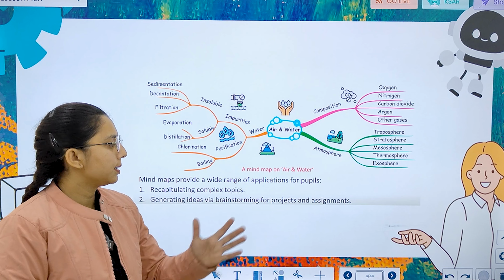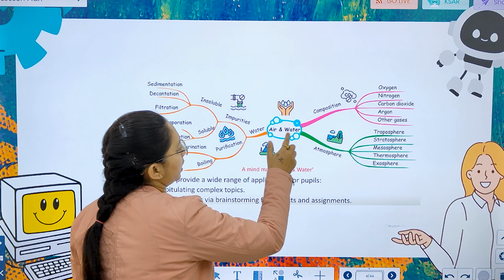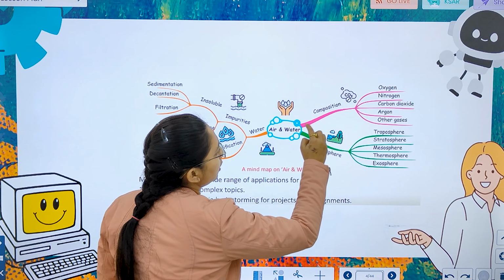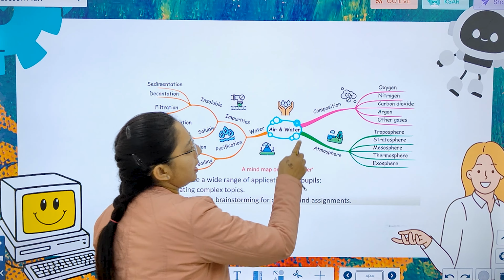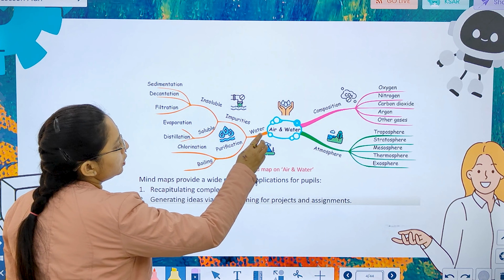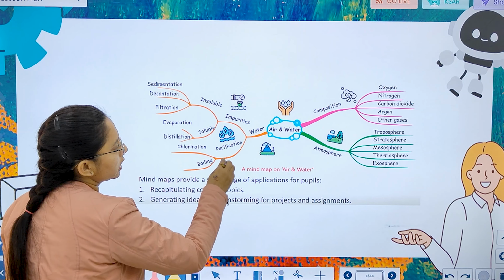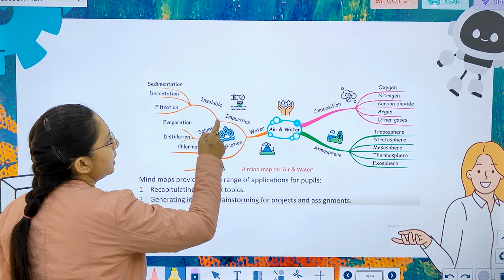Now you can see it's a mind map on air and water. So here, air, water. Here is the composition of air: oxygen, nitrogen, carbon dioxide, argon. And here, atmosphere: how many layers? We have 5 layers: troposphere, stratosphere, mesosphere, thermosphere. Now if we talk about water, impurities and purification. Impurities, we have 2 types of impurities, insoluble and soluble.